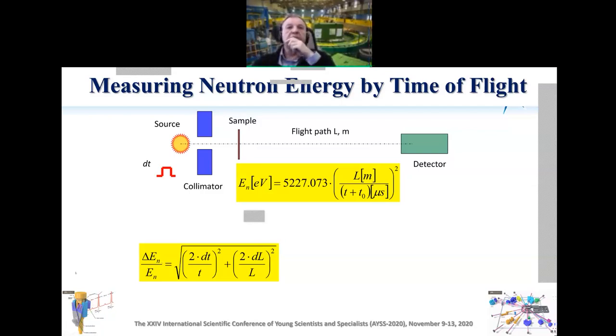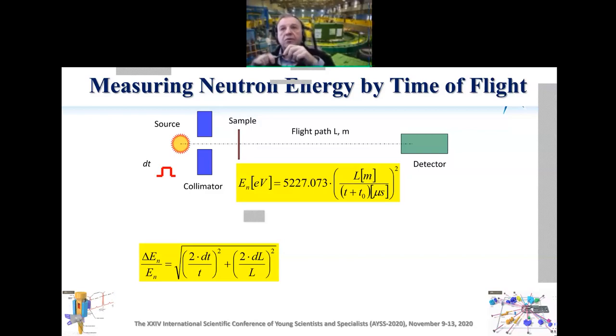The precision of the neutron energy measurement, the relative precision, is expressed here. And you see, the wider the neutron pulse, the worse your energy resolution. From this equation, you see the methods to improve it. You can increase the flight path. In this case, both L and time of flight will increase, and the energy resolution becomes better.